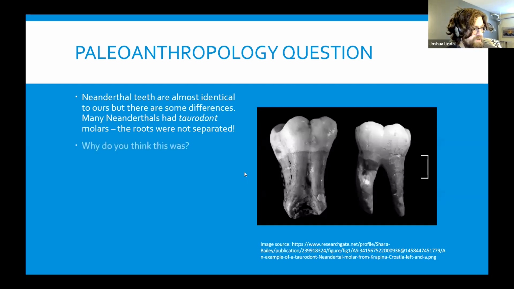So my question for you is, why do you think that Neanderthals evolved roots like this? This might be a very tough question to answer, because we haven't been talking about roots very much. We've been talking about mostly the crown surfaces. And this is one of the things about paleoanthropology: because we can see the crowns sticking out of the jawbones, we've been studying them for a long time, but because the roots are sort of hidden away, we haven't been studying them as much as crowns, and we don't know as much about the roots.